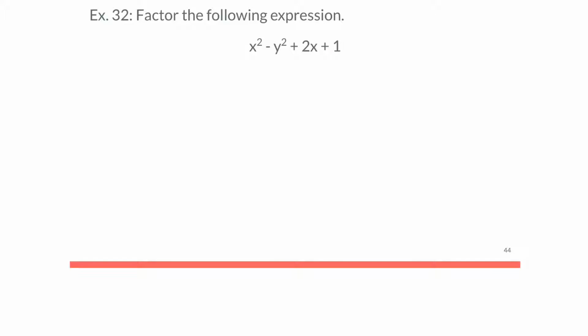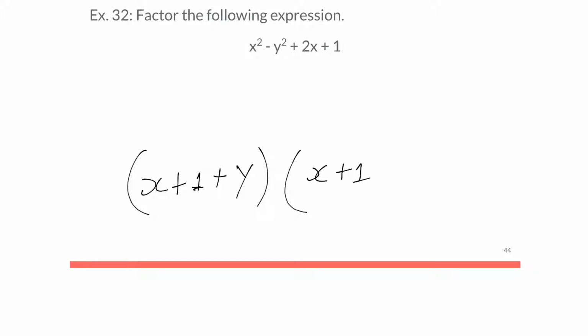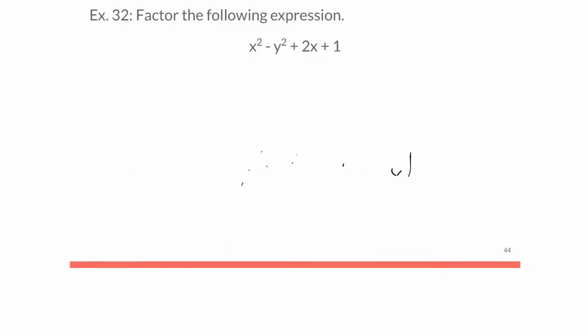Did anyone else try it? And you got the answer? What did you get? X plus 1 plus, brackets, and another one brackets x plus 1 minus. So let me write that out. You said in one bracket x plus 1, and then another bracket x plus 1 plus the y? Okay. And second bracket, x plus 1 minus. Okay, all right. I believe this is the right answer. Did anyone else get this answer? By any chance? No? Okay, all right.